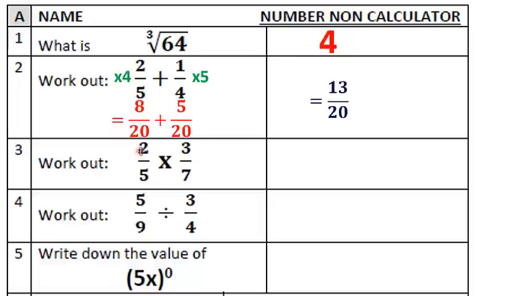Question 3 is multiplying fractions. Basically times the two top numbers times the two bottom numbers. That's the easiest form of question with fractions. So 2 times 3 is 6, 5 times 7 is 35.